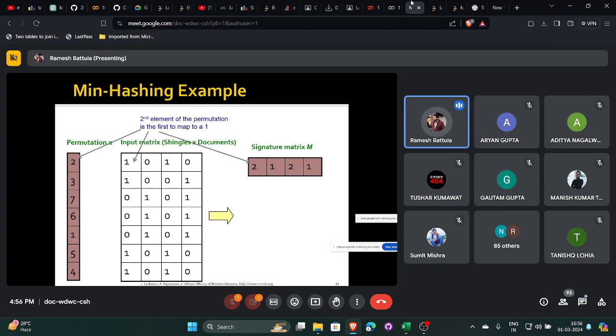Again, you have to go for the second element of the permutation. The second element of the permutation is the first to map to A1. Here 1 is there and here 1 is there. That means your shingles versus documents need to be used and mapped correspondingly to that one. Next one you need to choose.